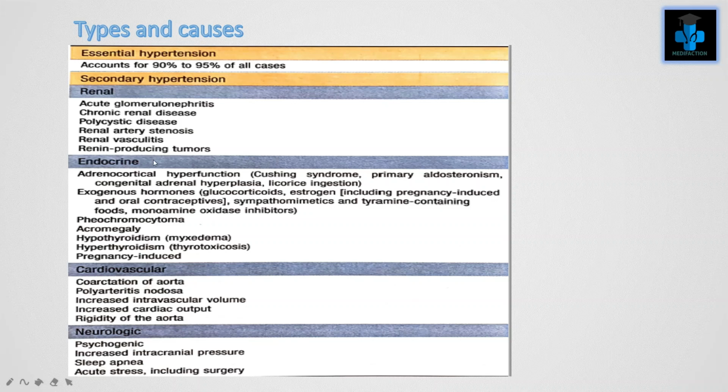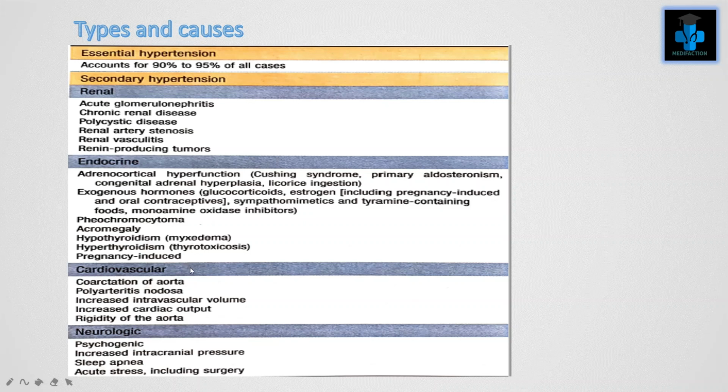When it comes to endocrine, there can be adrenocortical hyperfunction like Cushing syndrome, primary aldosteronism, congenital adrenal hyperplasia, licorice ingestion, etc. Likewise, some other reasons are exogenous hormones like glucocorticoids, estrogen, sympathomimetics, and tyramine containing foods, and also monoamine oxidase inhibitors. We also have pheochromocytoma, acromegaly, myxedema, hyperthyroidism, and even pregnancy-induced causes related to endocrine.